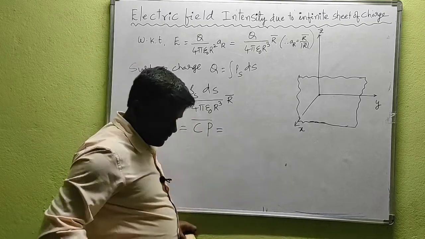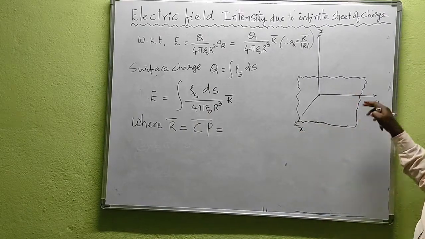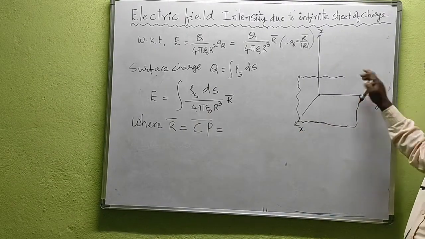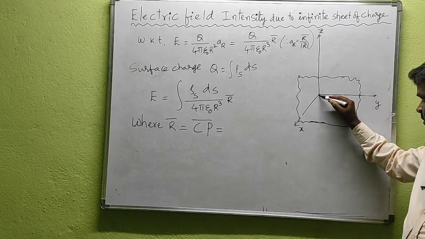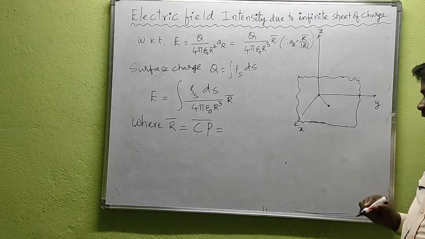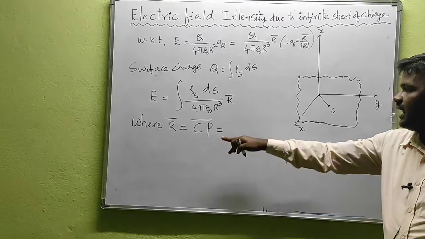In the diagram we can represent this source point. Where can we take this source point? We can take the source point anywhere in this sheet. Let us consider that point here. That is our C, the source point. And the field point, where?